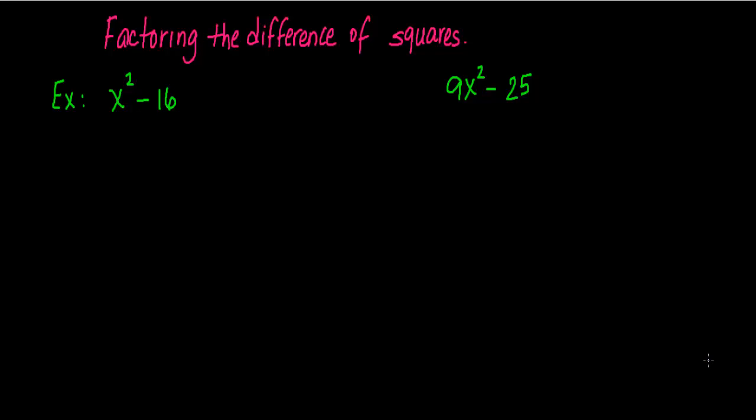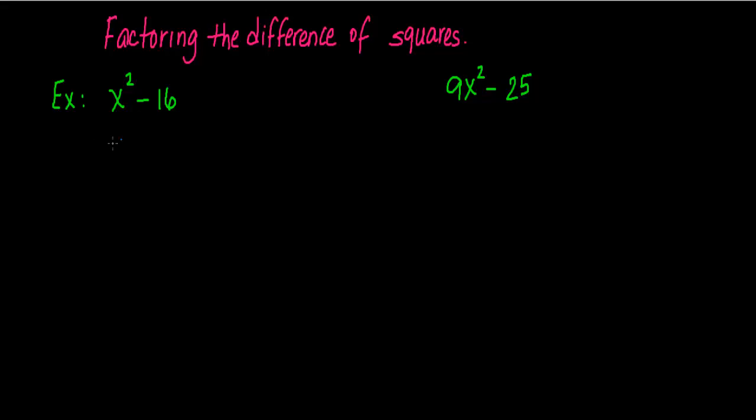In this video, we're going to talk about factoring the difference of squares. What is the difference of squares? It's when you have two terms, with a minus sign between the two terms, and the two terms are perfect squares. So before you can use this method, you first have to determine if they are perfect squares.